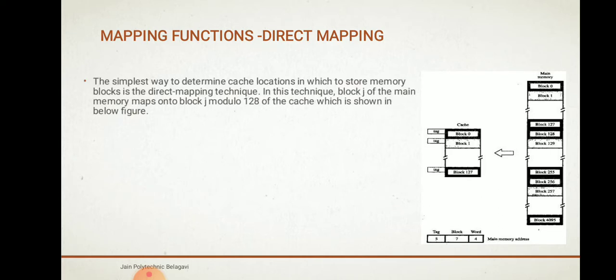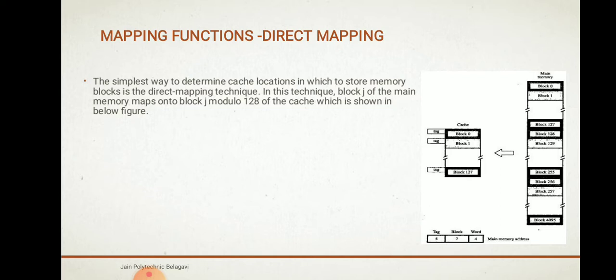Now the simplest way to determine the cache location in which to store memory blocks is the direct mapping technique. If you want to store some memory location that contains some word into the cache, the simplest way is using the direct mapping technique. Here block J of the main memory maps into block J modulo 128 of the cache, which is shown in the figure below.